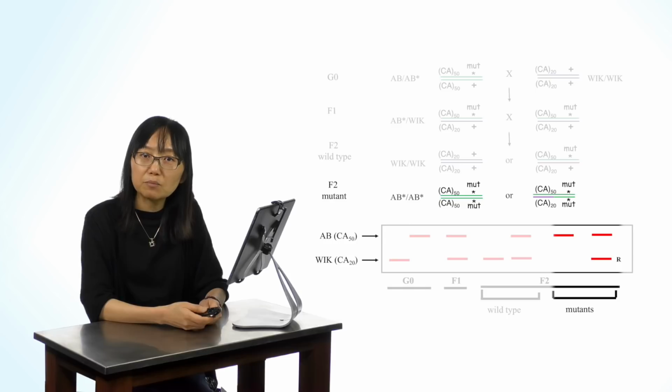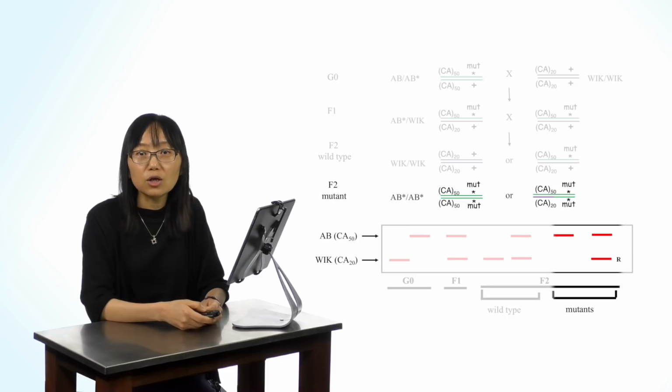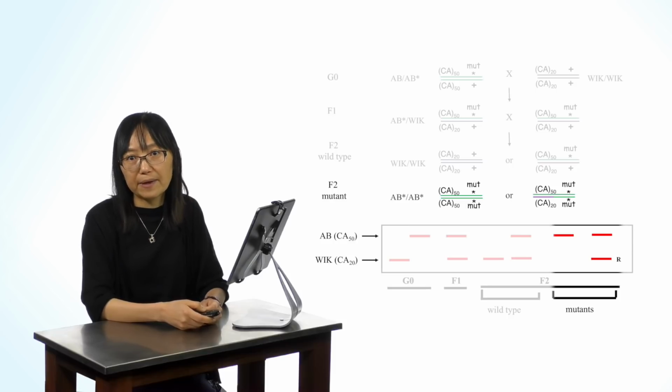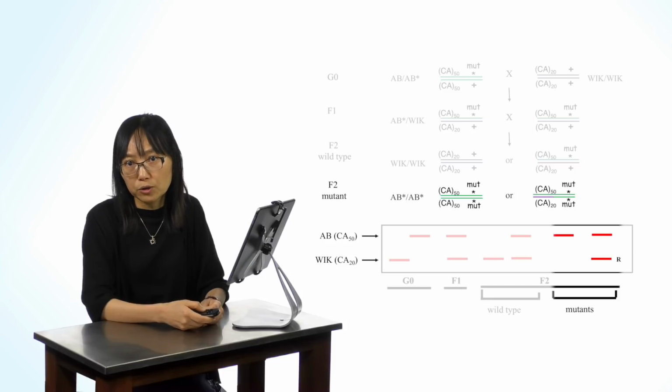If the CA repeat marker is very closely linked to the mutation, there will be no recombination between the marker and the mutation, and you will detect the AB band only. If they are far apart, recombination may occur between the marker and the mutation. In that case, you will see both wik and AB bands. By examining the PCR results of the F2 mutant embryos, you will be able to calculate the genetic distance between the mutation and any given markers.